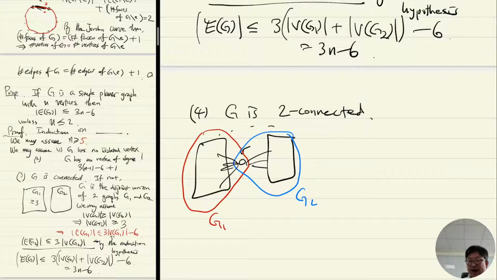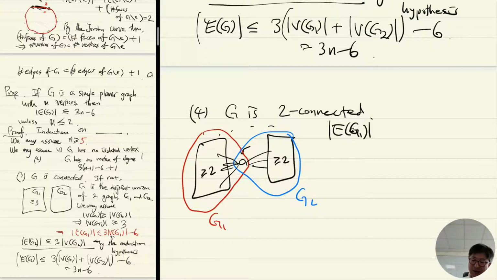And how many edges do I have in G1? Since I know that there is no vertex of degree 1 or 0, both of them have at least 2 vertices, right? If I have only 1 vertex here, then this vertex will have degree 1. But I already said that there's no vertex of degree 1. So that means both G1 and G2 have at least 3 vertices. That's good. Then we can apply the induction hypothesis.